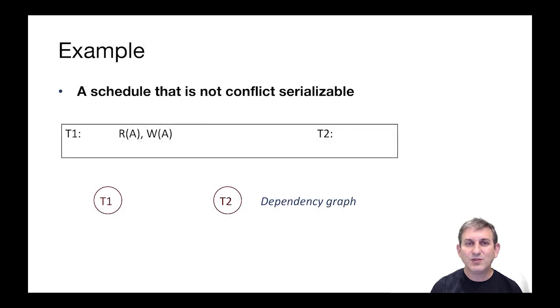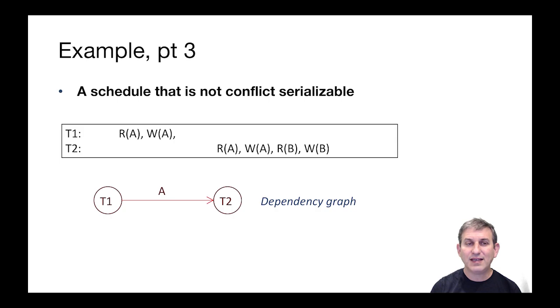We're going to build up a schedule here that is not conflict serializable. We'll start with two transactions, T1 and T2. T1 is going to begin by doing a read of an object A and a write of A. And then T2 is going to come along and do a read of A. And that read is a conflict with T1's write of A. So now we have an edge from T1 to T2 in our conflict graph.